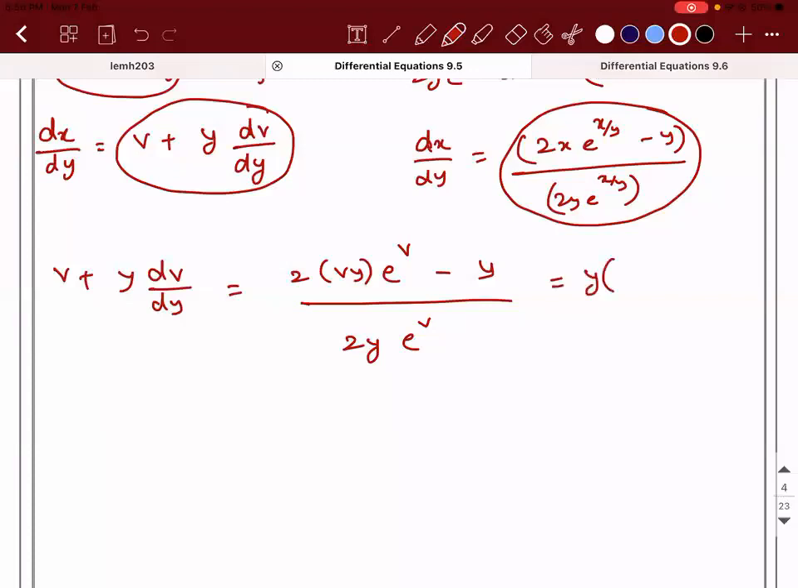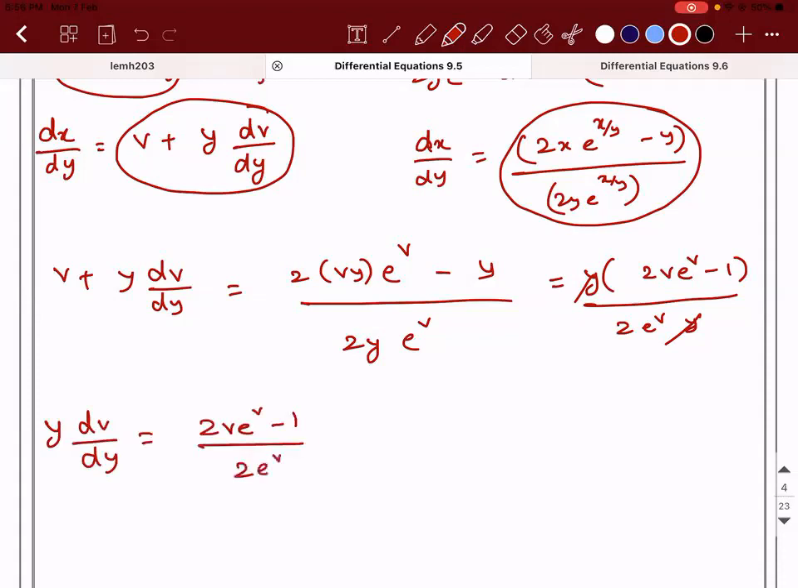So if I take that y outside, I'll have 2v e power v minus 1 divided by 2 e power v into y, and y will get cancelled. So y into dv by dy is equal to 2v e power v minus 1 divided by 2 e power v minus v. So 2v e power v minus 1 plus 2 e power v plus v. I think I made a mistake. Just a minute.